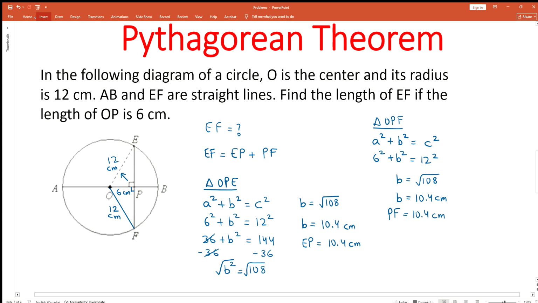Now we can find the length of EF, which is equal to 10.4 plus 10.4, because the length of EP is 10.4 and the length of PF is 10.4. I get 20.8 and the unit is centimeters. This is the length of line segment EF. This should be the final answer for this problem. So these are the steps you have to keep in mind to solve this problem.